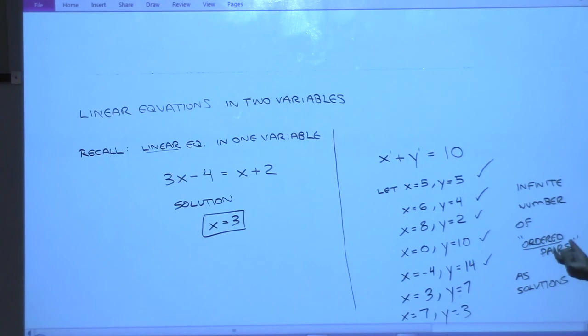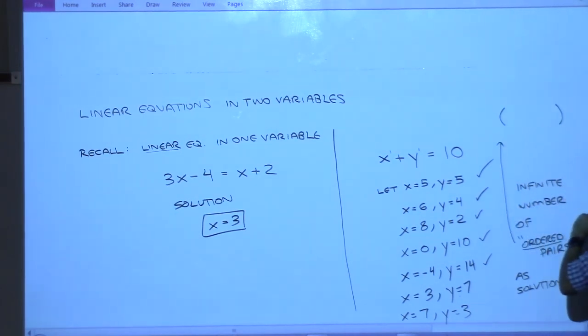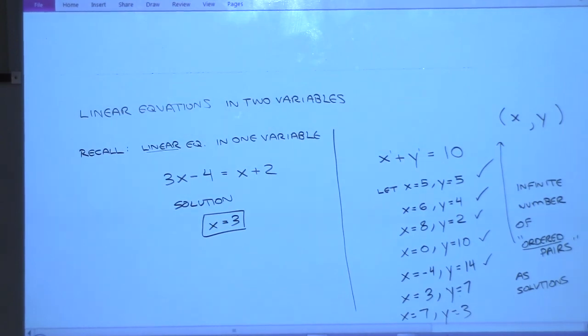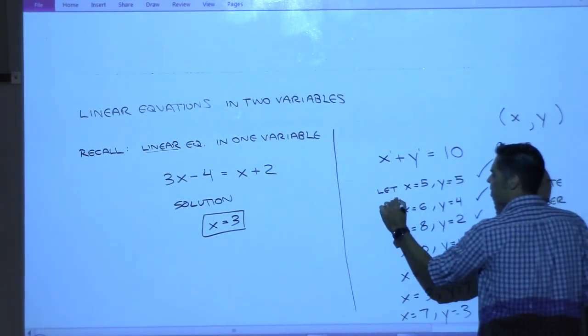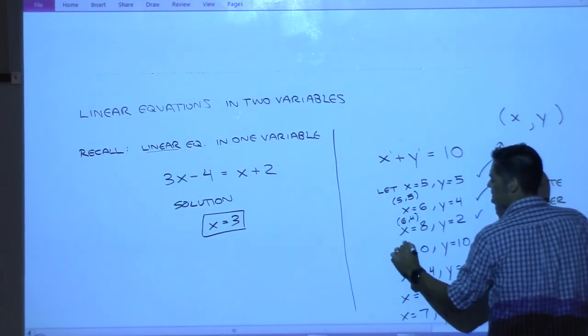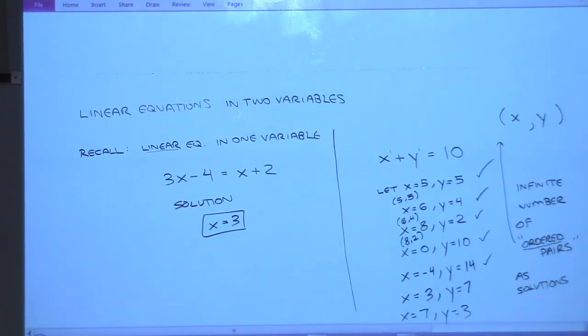So whenever we're talking about pairs, we want to take into account the order in which we're putting them. Like which one is the x, which one is the y. And in general, what we do to write these ordered pairs, and I'm sure you've seen this before, is we put a set of parentheses, a comma, then we put the x here and the y here. All right? So in this particular example here, the ordered pair would be 5, 5. This one would be 6, 4. This one would be 8, 2. Right? And so on and so forth.